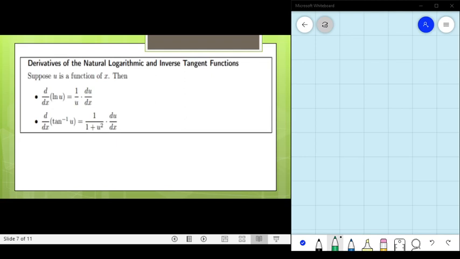So we have the derivatives of natural logarithmic and inverse tangent functions. Suppose u is a function of x, then the derivative of ln of u with respect to x is 1 over u times du over dx, and the derivative of inverse tangent of u with respect to x is equal to 1 over 1 plus u squared times du over dx.